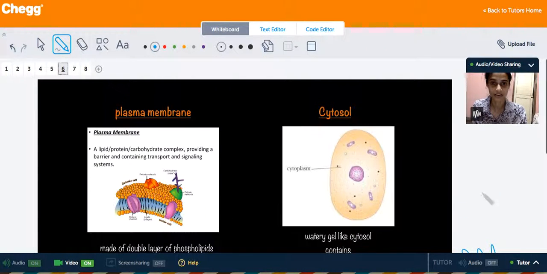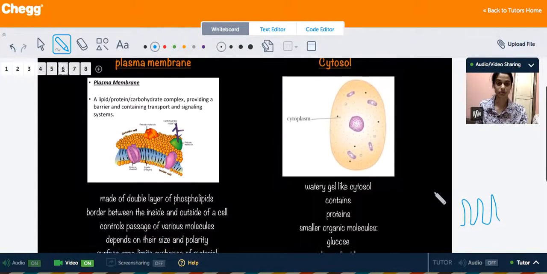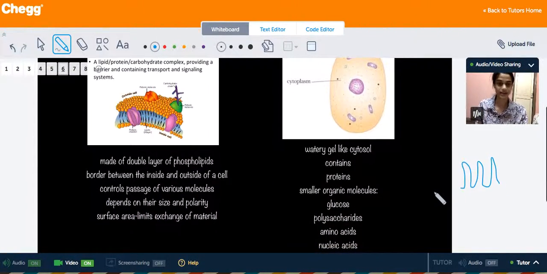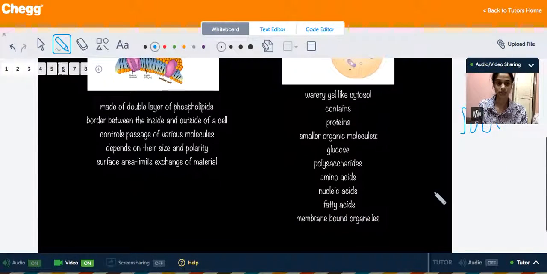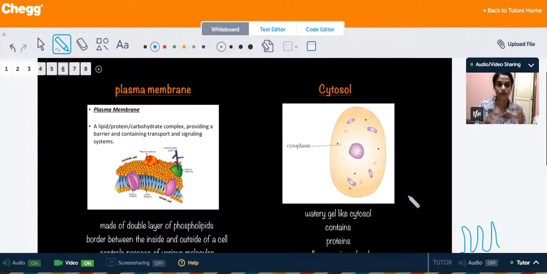Next we have the cytosol, which, like I said, is a very watery material. It makes up the cytoplasm, and it contains proteins, smaller organic molecules like glucose, polysaccharides, amino acids, nucleic acids, fatty acids, and this is also what contains the floating membrane-bound organelles within a eukaryotic cell. Prokaryotic cells also have cytosol, but they don't have the membrane-bound organelles within it.